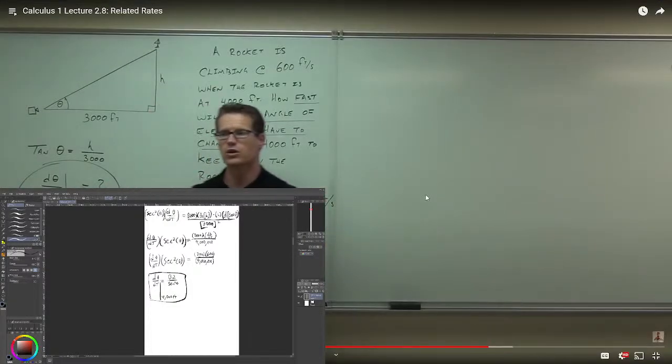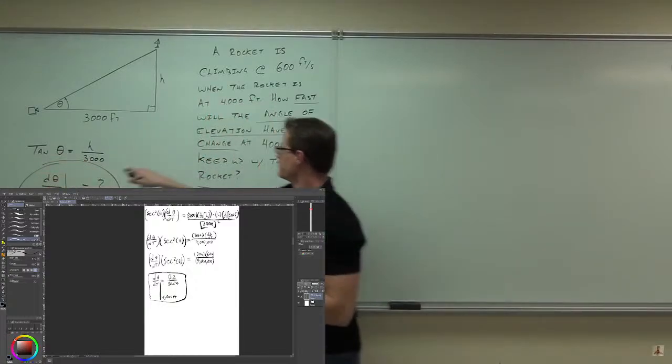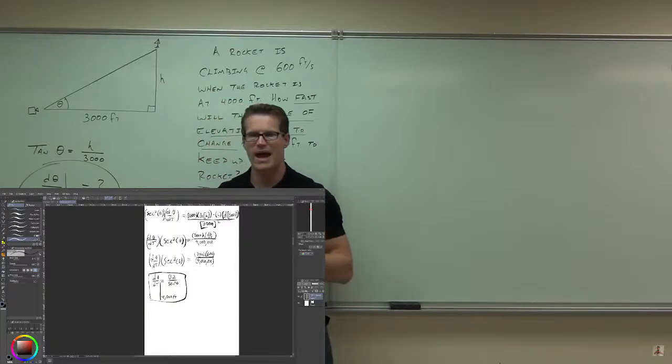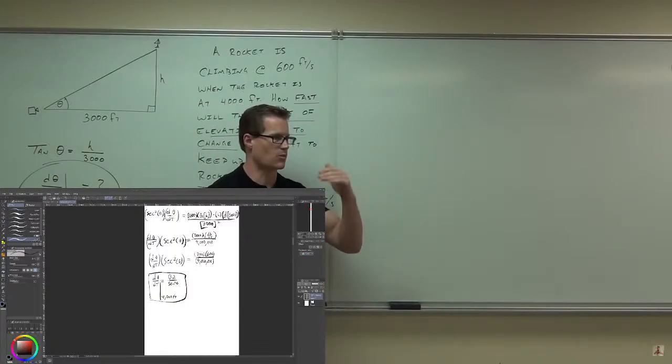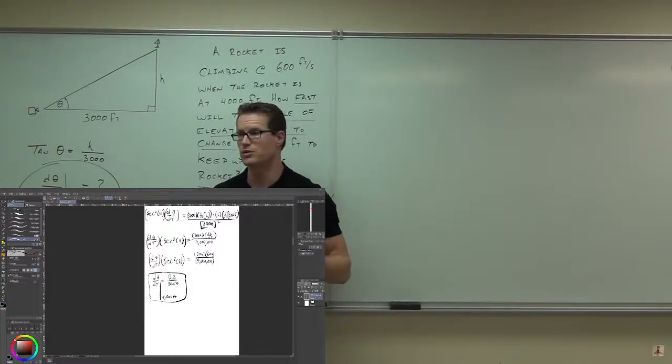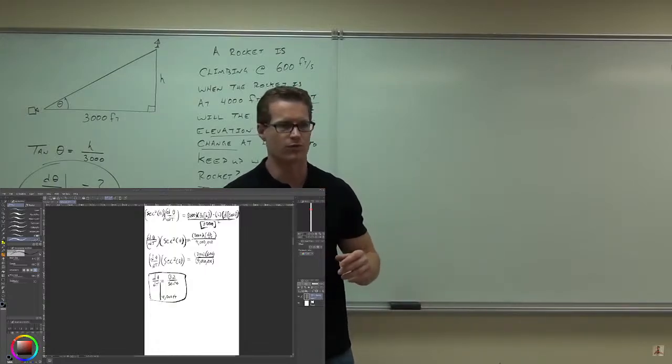Per second. What we're looking for is the change in angle, right there. The change in angle with respect to time. Both of them have to occur when the height is 4,000 feet. Because maybe that's our marker we want to make in our computer program. That's an important place for us. I don't do computer programming, but maybe that would be important for this particular one.